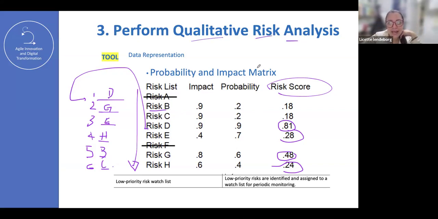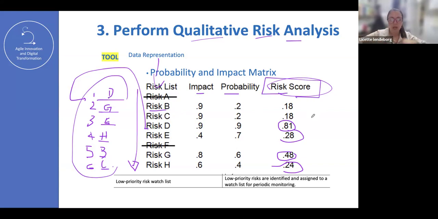qualitative risk analysis, and I am prioritizing the list of risks based on what? Based on impact and probability and the risk score. This is a ranking. I'm reorganizing my list, meaning that I need to pay attention to this one. My goodness, D and G. Then if you have time during the week, you can check those 1, 2, 3, 4, and A and F, you can just put it on the watch list. Just put it aside. You don't have time for those.